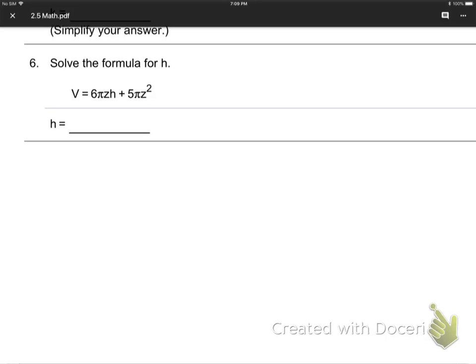All right, so there's nothing on the screen but the roll sheet. Switch it over again. I'm always just looking at my screen. All right, V equals 6 pi ZH plus 5 pi Z squared. I just made it a little bigger there.